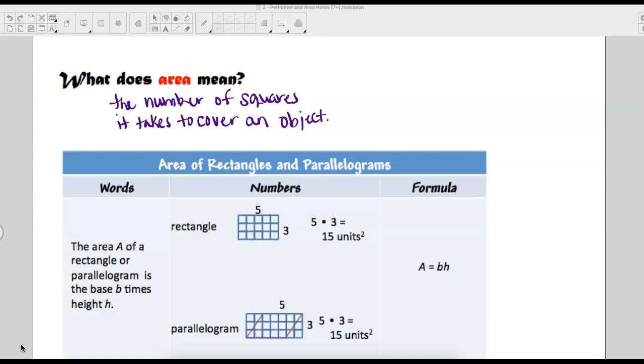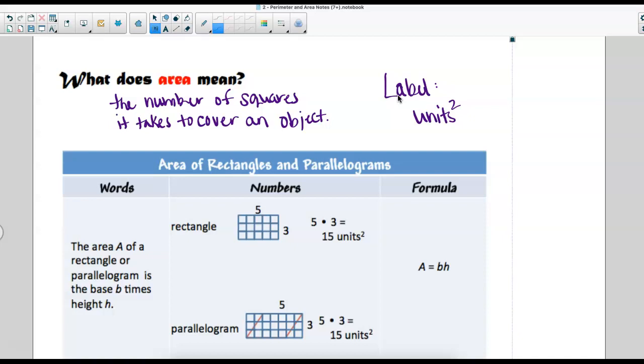So when we talk area and we label, our label is always going to be units squared, whatever that is. If it's centimeters squared, inches squared, feet squared, yards squared, miles squared. This squared does not mean to square the number. That's just because it's a square as the unit.